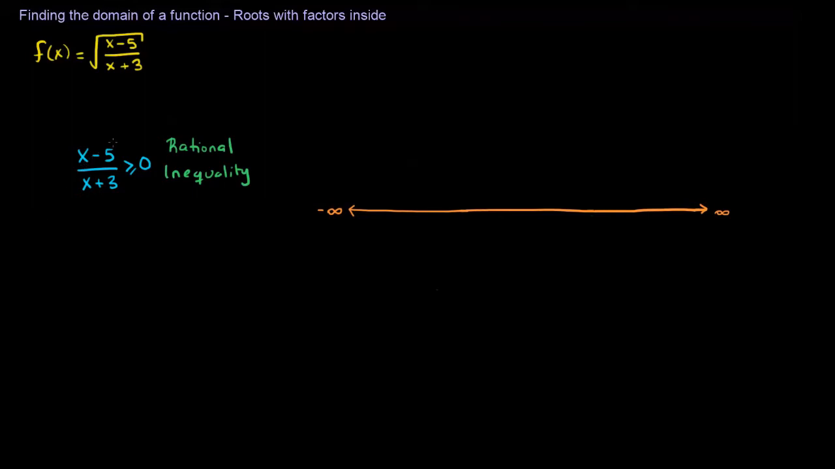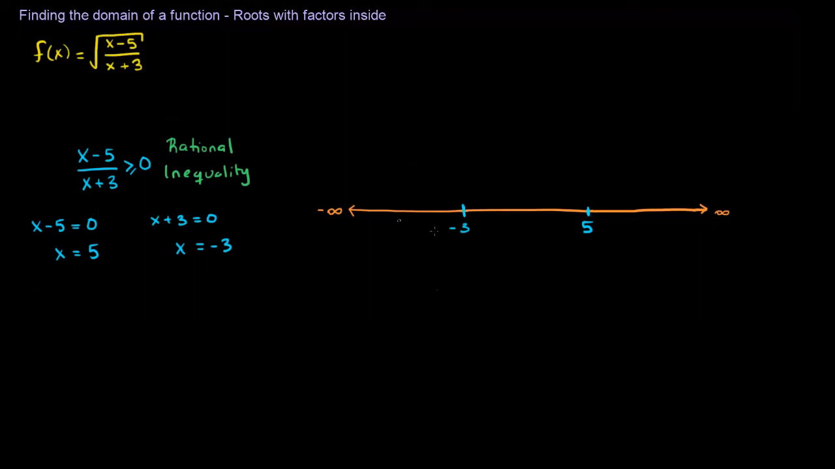We have to pick what's in the numerator and what's in the denominator, and we equalize each of them to 0 independently. We do it like this: x minus 5 equal to 0, and x plus 3 equal to 0. Now we solve them out. We get x equal to 5 here, and here x equal to -3. I'm just going to place these two values on the graph on the right: -3 here and 5 here.